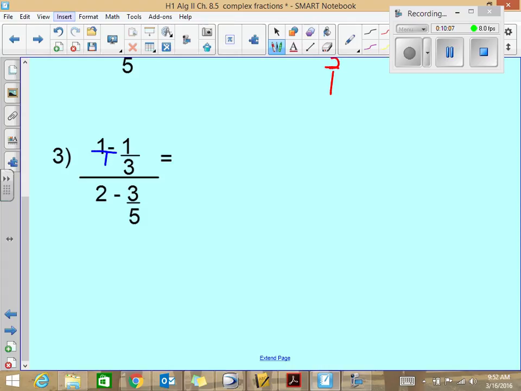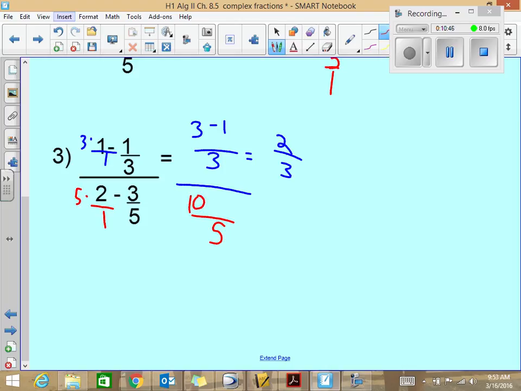So this is like 1 over 1 and 1 over 3. My common denominator is going to be 3. What do I have to do to the 1 to make it a 3? Multiply by 3. So this becomes 3 minus 1, which gives me 2/3. Over, what's my common denominator going to be down here? A 5. What do I have to do to the 2 to make it over 5? Multiply it. So I get 10 minus 3. So I get 2/3 over 7/5.